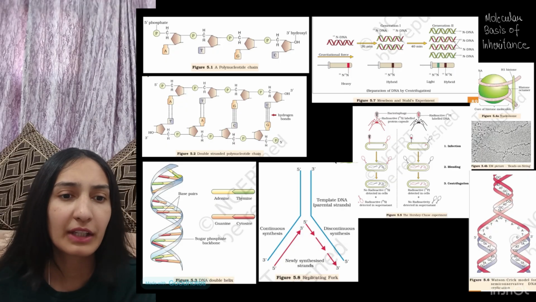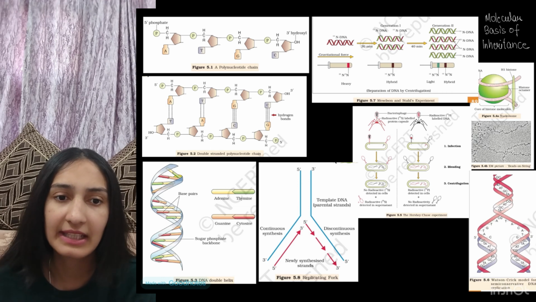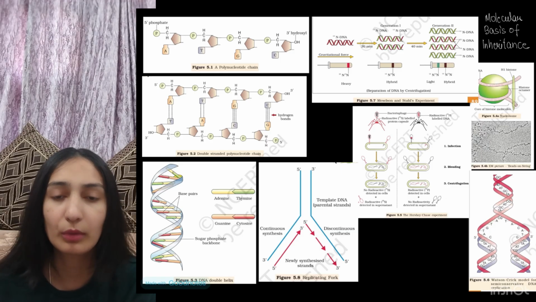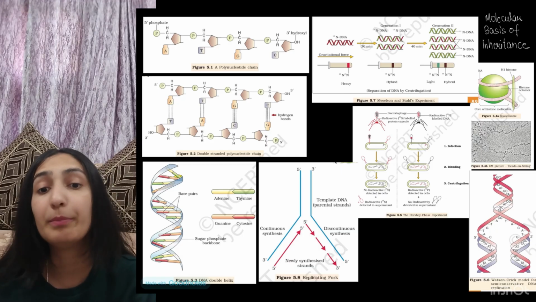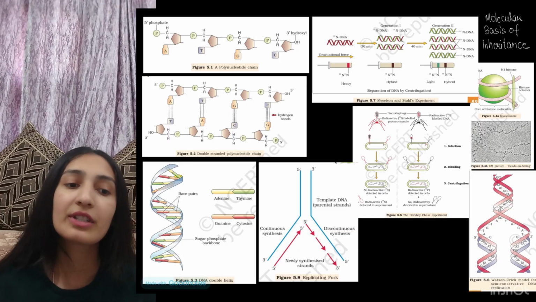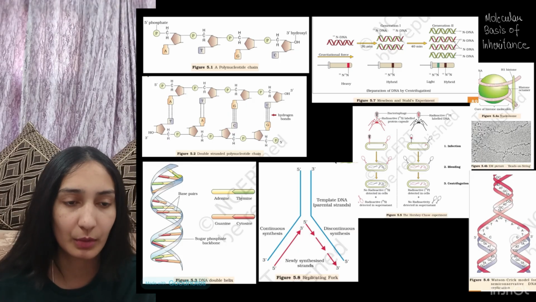Now figure 5.5 shows the Hershey-Chase experiment, where you can see that we have three stages: infection, blending, and centrifugation. Next we have 5.4a, where you can see a nucleosome and what its components are. Then 5.4b is the EM picture, that is the stage of beads on string. Then 5.6 was the Watson-Crick model for semi-conservative DNA replication.